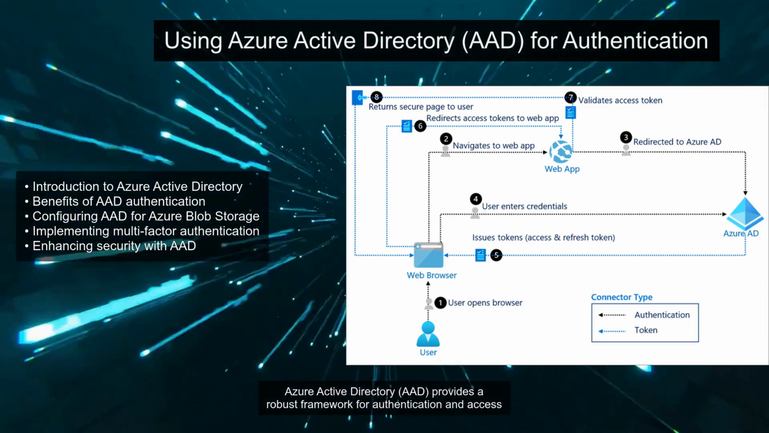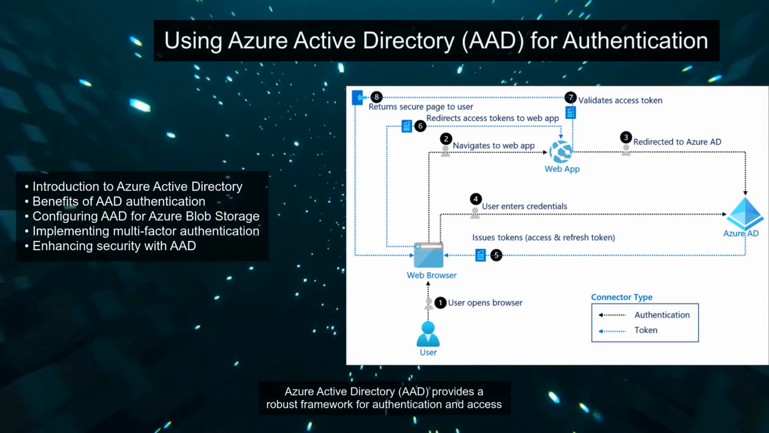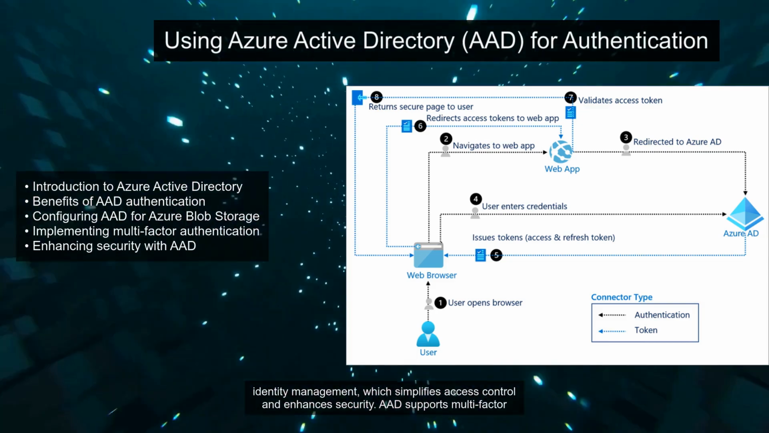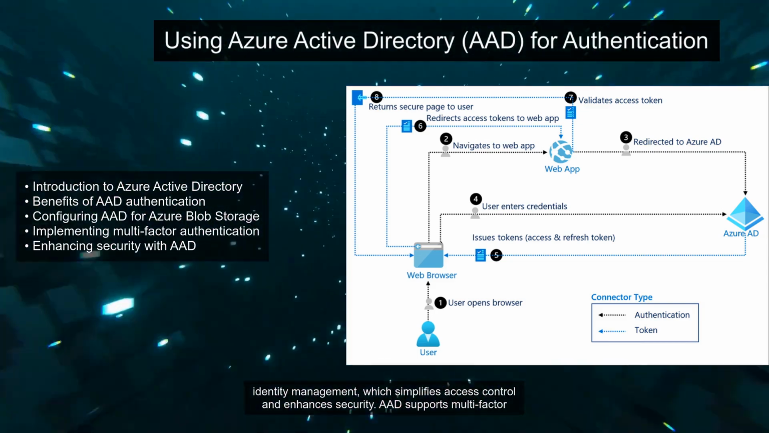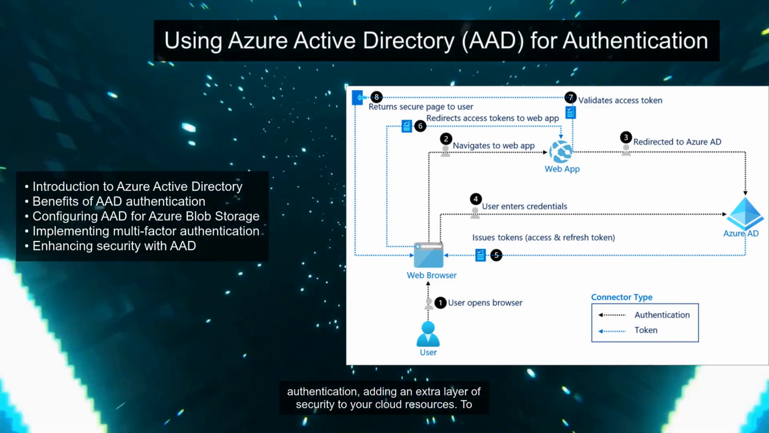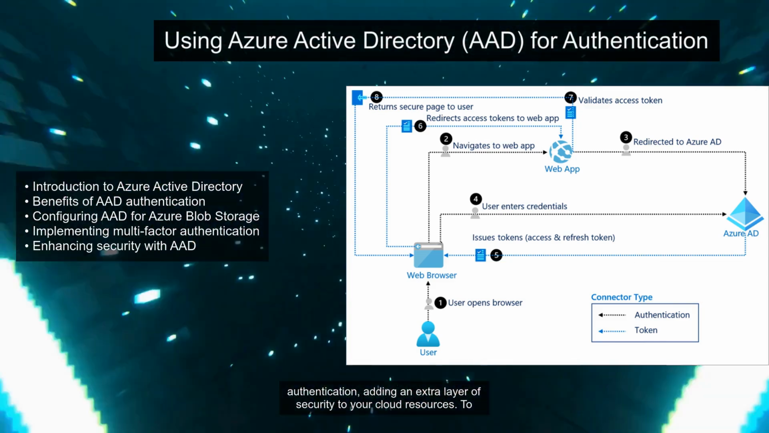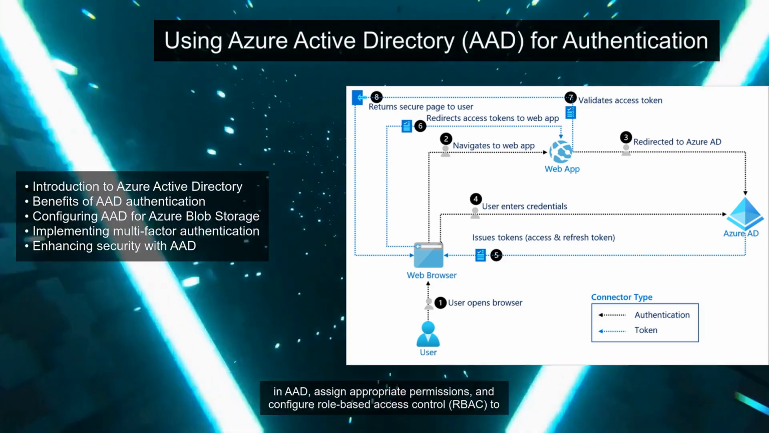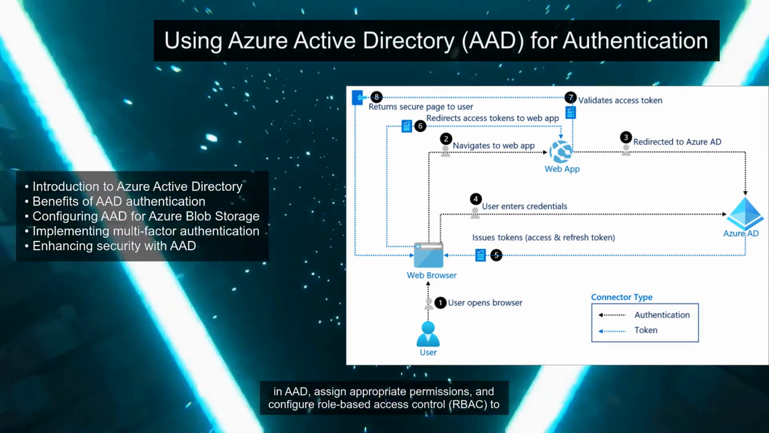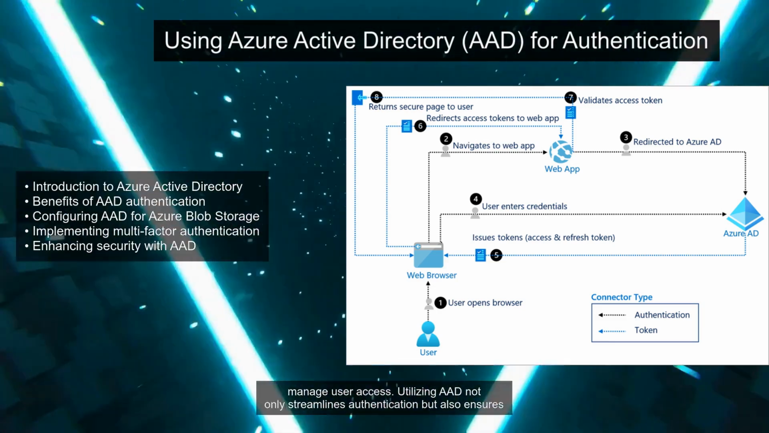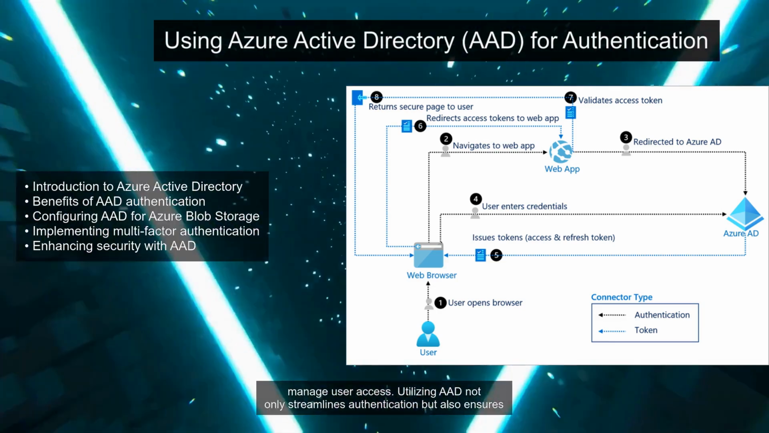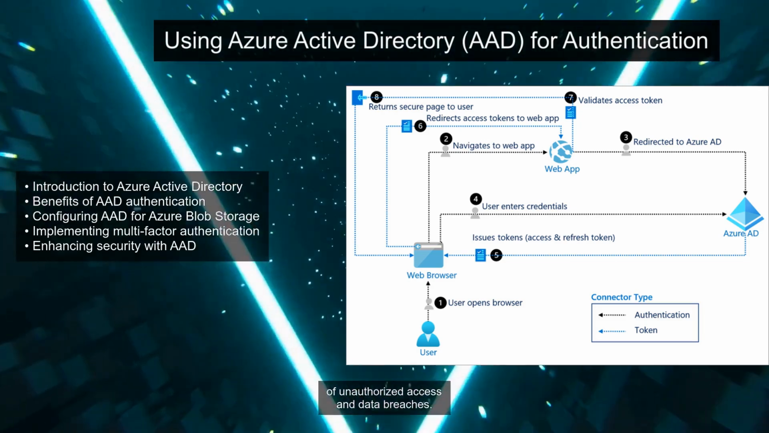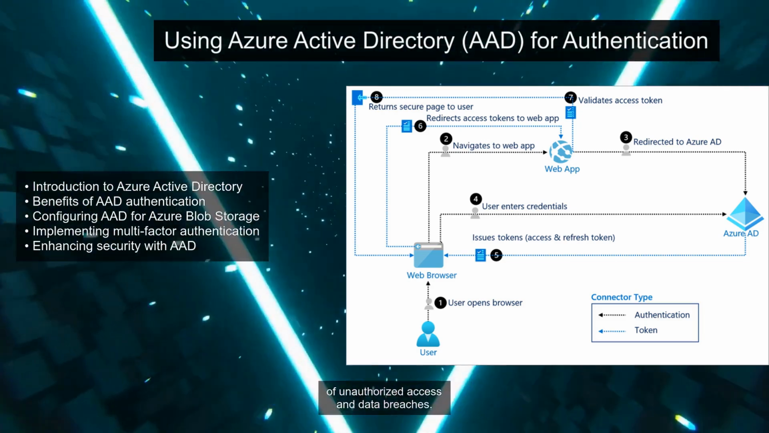Azure Active Directory, AAD, provides a robust framework for authentication and access management in Azure Blob Storage. By integrating AAD, you can leverage centralized identity management, which simplifies access control and enhances security. AAD supports multi-factor authentication, adding an extra layer of security to your cloud resources. To configure AAD for your blob storage, you need to register your application in AAD, assign appropriate permissions, and configure role-based access control, RBAC, to manage user access. Utilizing AAD not only streamlines authentication but also ensures that only verified users can access your data, significantly reducing the risk of unauthorized access and data breaches.